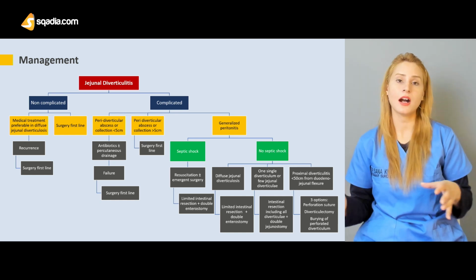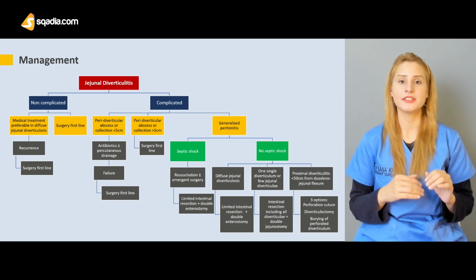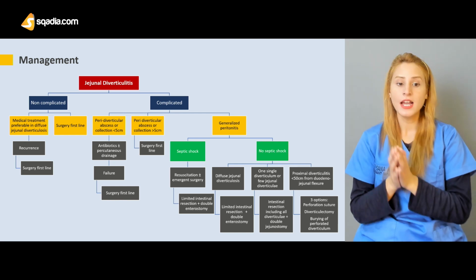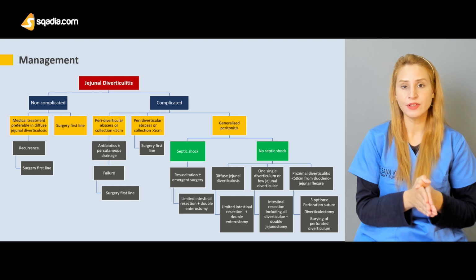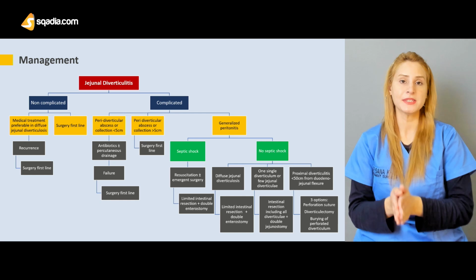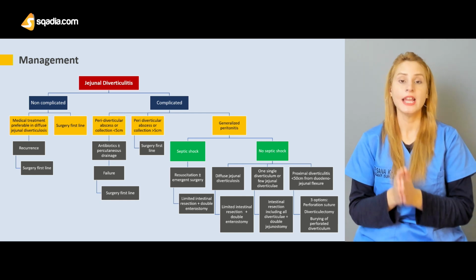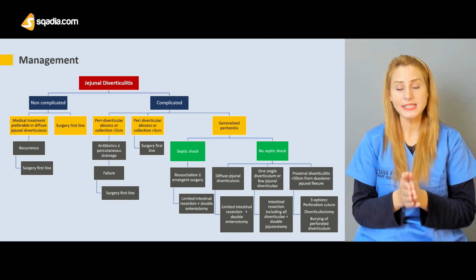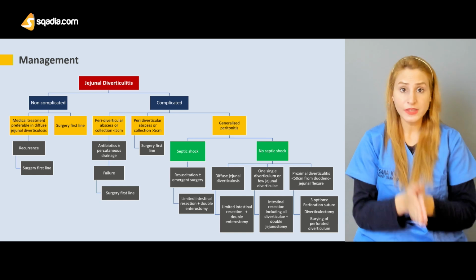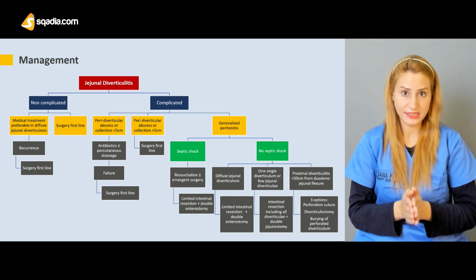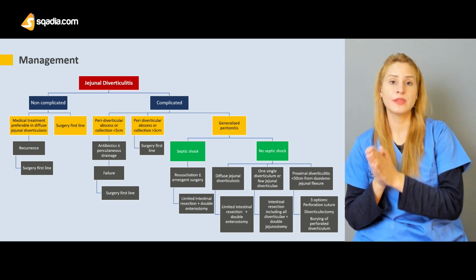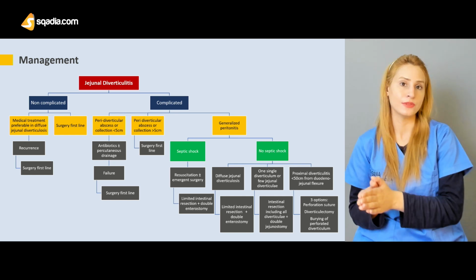In a case of complicated diverticulitis, if the abscess or the collection is less than 5, go for antibiotics or percutaneous drainage. If there's a failure, then go for surgery. And if the collection or the abscess is greater than 5, go for the surgery. And in case of generalized peritonitis, you have to rule out whether the patient is in septic shock or not. If the patient is in septic shock, you have to resuscitate first and build up your patient, then go for emergency surgery and do the intestinal resection and do the enterostomy.